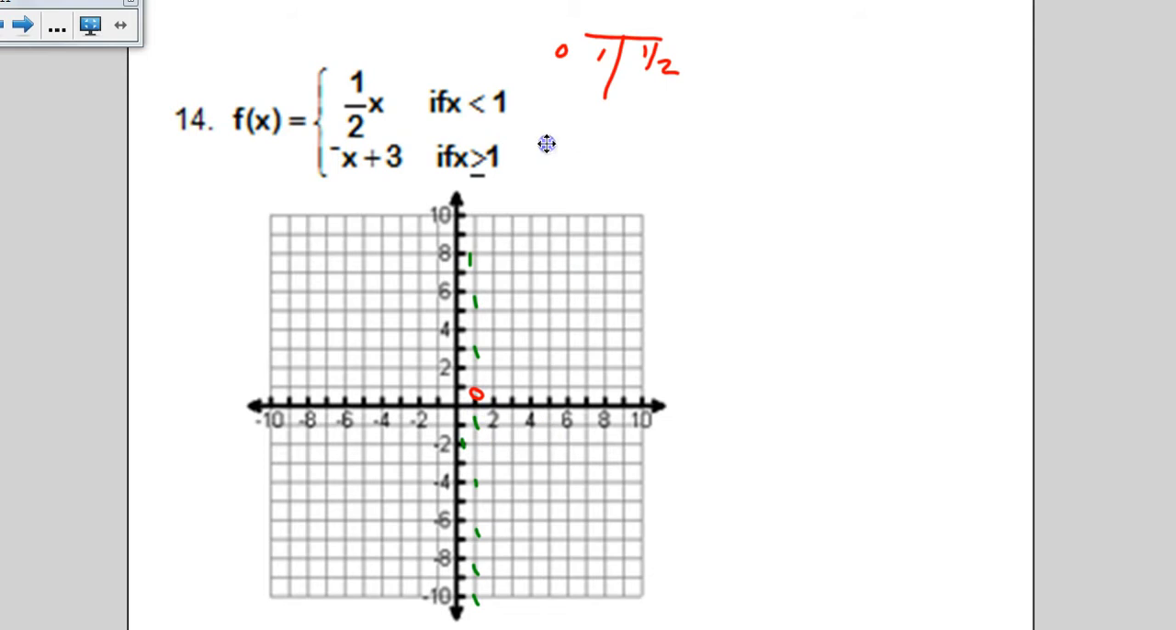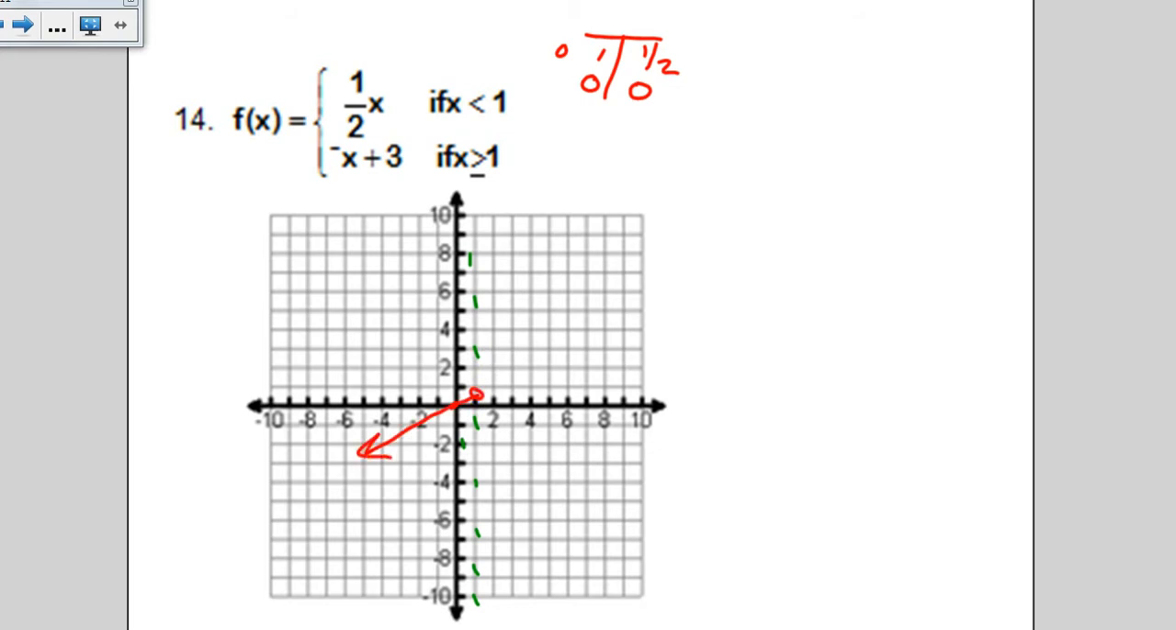Now, I need to graph something that is smaller than 1. So I like to choose just the next number in line, so 0. If I plug in a 0 to this top function, I get 0, 0. So at 0, 0, draw a point. This time it's not an open circle. Anything off of the boundary line will always be a solid point. And then we're going to go ahead and graph that in.